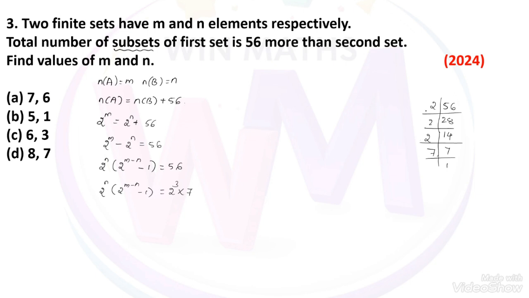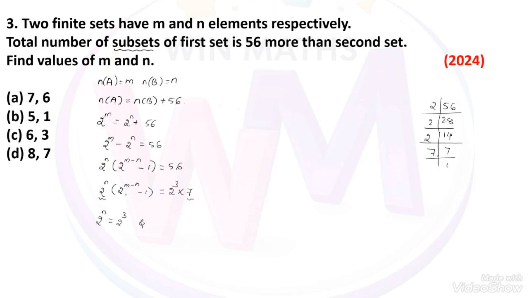Okay. Here 2 can be written as 2 to the power 3 and 7. Again comparing the right side and left side. Now 2 to the power n. Here also 2 to the power 3 are there. If bases are same, then power should be equal. So I will take 2 to the power n is equal to 2 to the power 3.